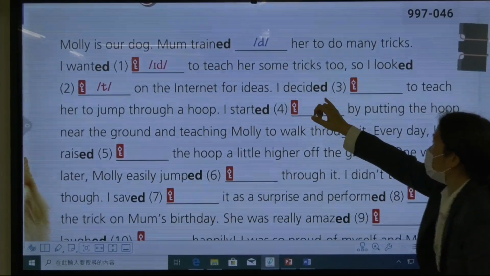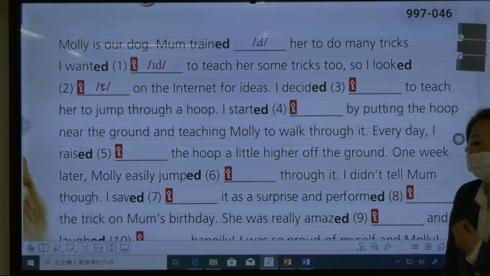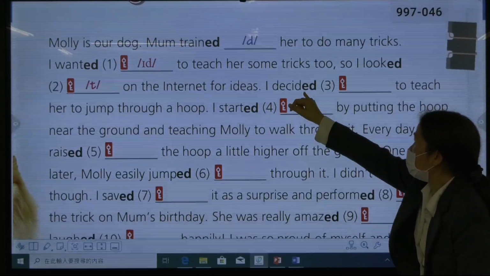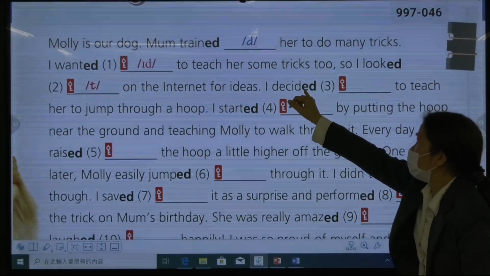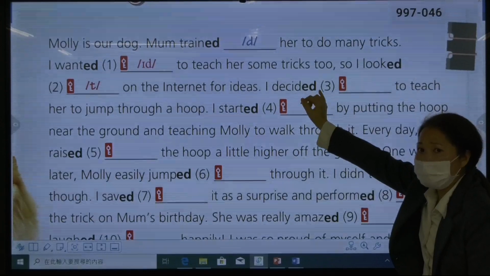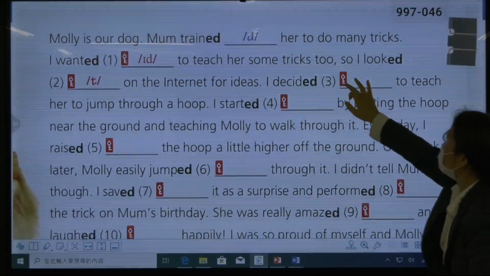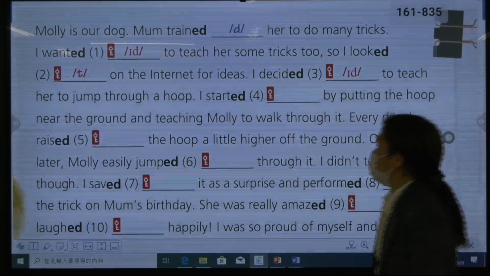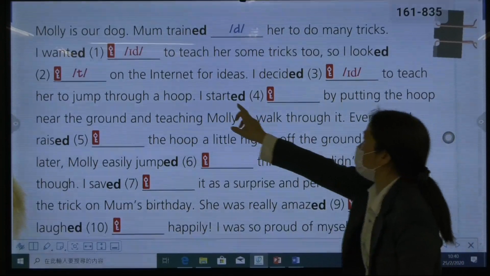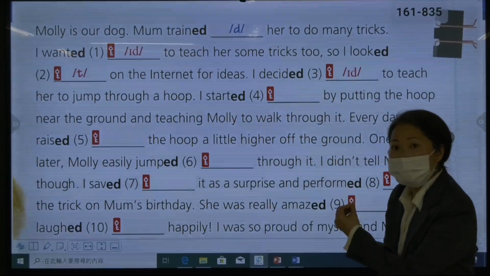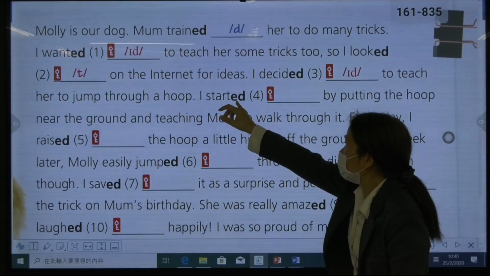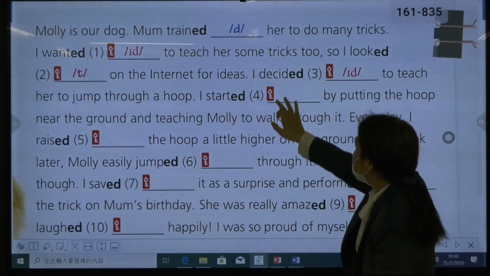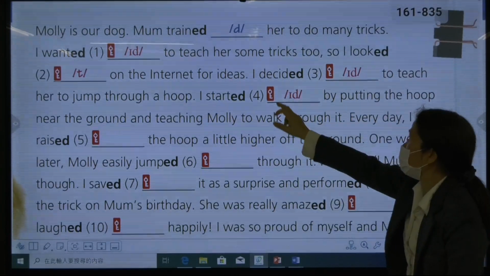And how about this one? D-E-D. How do you say this? Decided, so this one is /id/. And how about this one? T-E-D again, here we use /id/: started.